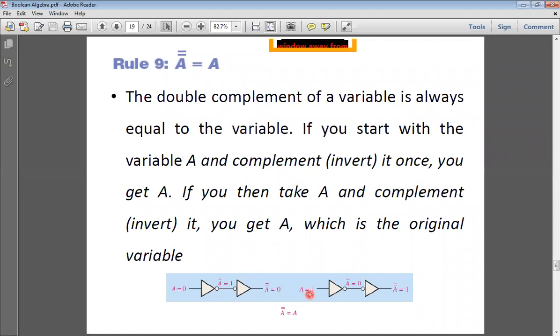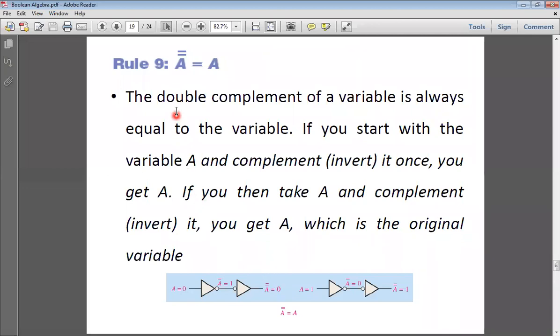Now another value, A equal to 1. We are giving 1, the inverter takes that 1 and gives out 0. This is the output of the first inverter. Use this 0 and apply it to the second inverter. This 0 becomes 1 after passing through the second inverter. So we are applying 1, we are getting 1 here. In both the cases, whatever we have applied, we are getting the same thing. If you apply A, after the first inversion it becomes A bar. After the second inversion, it becomes A double bar, which is the same as A.